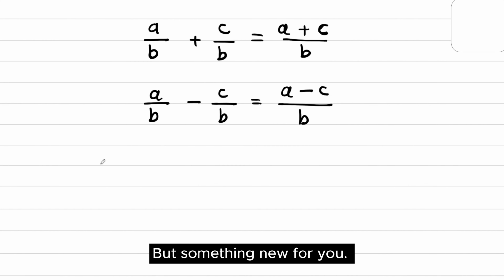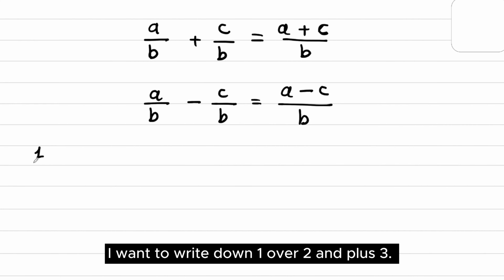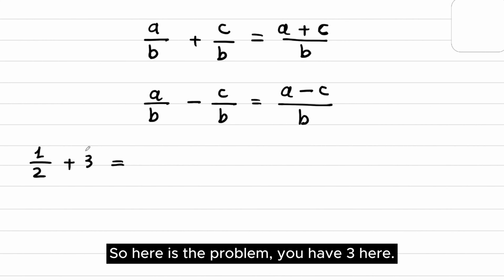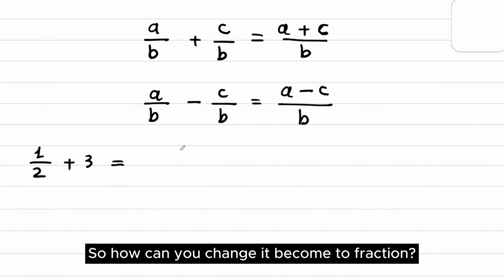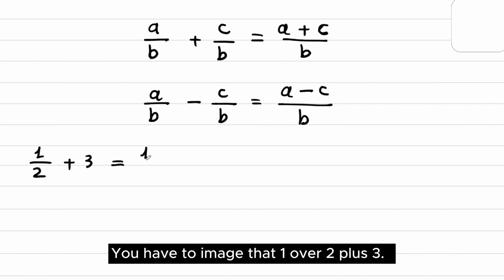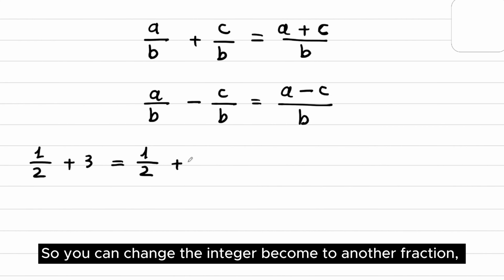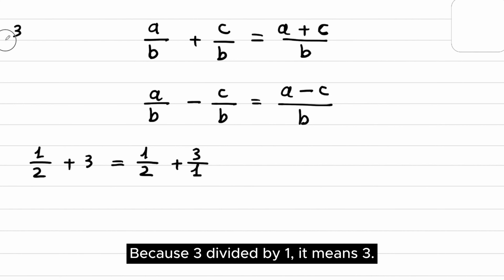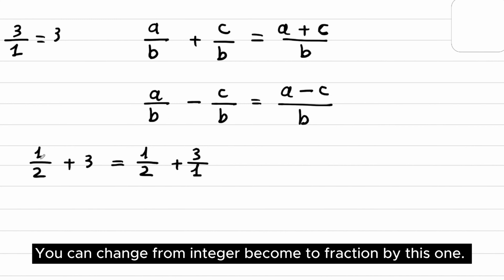But here is something new for you. I want to write down 1 over 2 plus 3. So here is the problem: you have 3 here, and this is not a fraction. So how can you change it to a fraction? You have to imagine 1 over 2 plus 3. You can change the integer to another fraction, 3 over 1. Why? Because 3 divided by 1 means 3. So you can change an integer to a fraction this way.